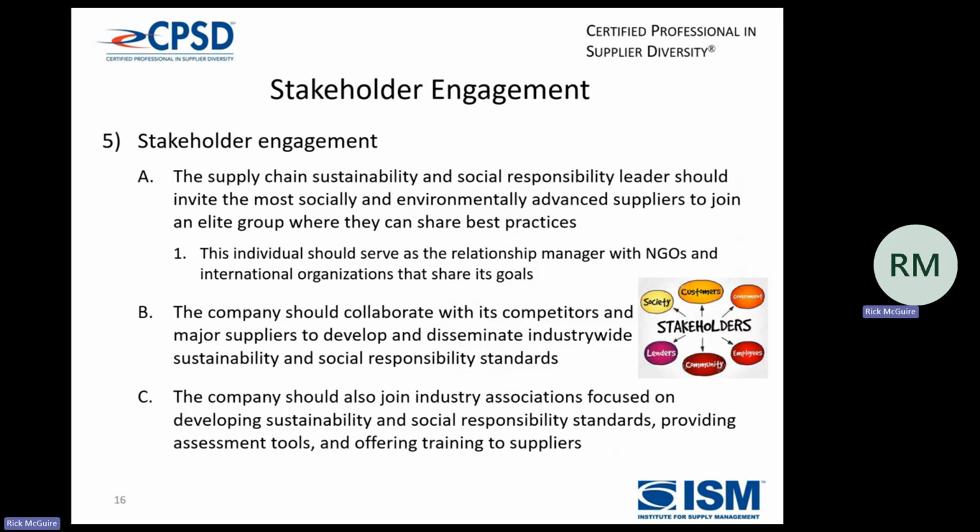Stakeholder engagement, the supply chain sustainability and social responsibility. Leaders should invite the most socially and environmentally advanced suppliers to join an elite group where they can share best practices. The individual should serve as a relationship manager with NGOs and internal organizations that share its goals. And the company should collaborate with its competitors and major suppliers to develop and disseminate industry-wide sustainability and social responsibility standards. Companies should also join industry associations focused on developing sustainability and social responsibility standards, providing assessment tools, and offering training to suppliers.